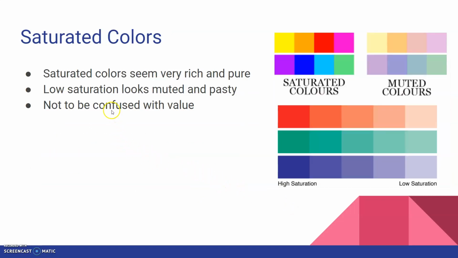Saturated colors seem very rich and pure. There'd be these colors up here. Low saturation colors look muted and kind of pasty, like pastel kind of colors, and there'd be these here. And it's not to be confused with value. Value is the amount of light on an object.